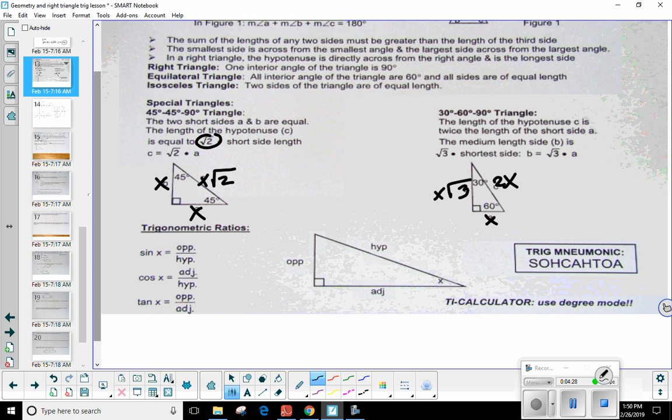Okay. But now, trig ratios. There are actually 6 total. We're only going to be looking at sine, cosine, and tangent. The other 3 are their reciprocals. Like, what's the reciprocal of sine? Oh, no, that is actually something different.